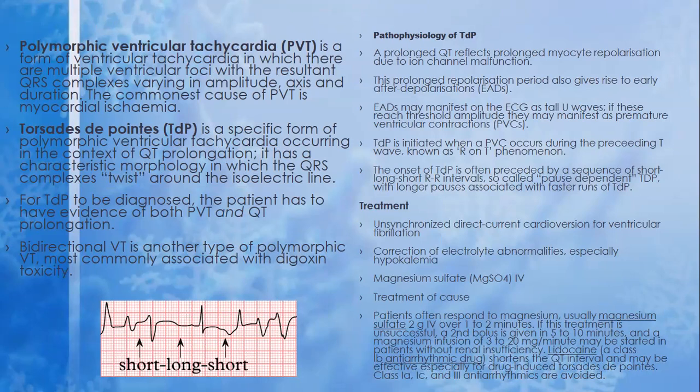Treatment of Torsades de Pointes: unsynchronized direct current cardioversion for ventricular fibrillation, or correction of electrolyte imbalance, particularly hypokalemia. Hypomagnesemia is a predisposing factor. We need to correct it by a bolus dose of magnesium sulfate followed by IV drip to raise the magnesium level to normal. And treatment of underlying causes may be necessary. Sometimes isoprenaline injection may be necessary. If it turns into ventricular fibrillation, then defibrillation may be required.